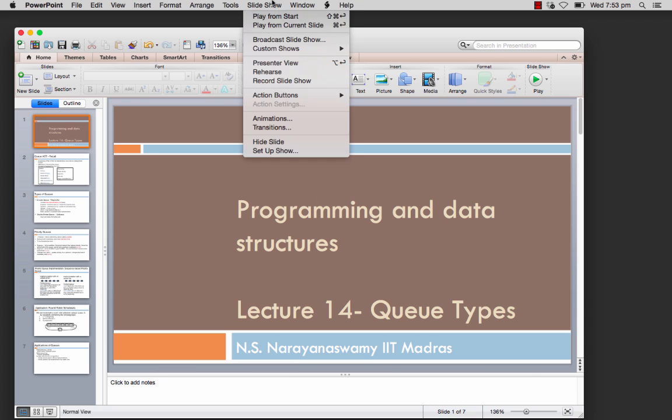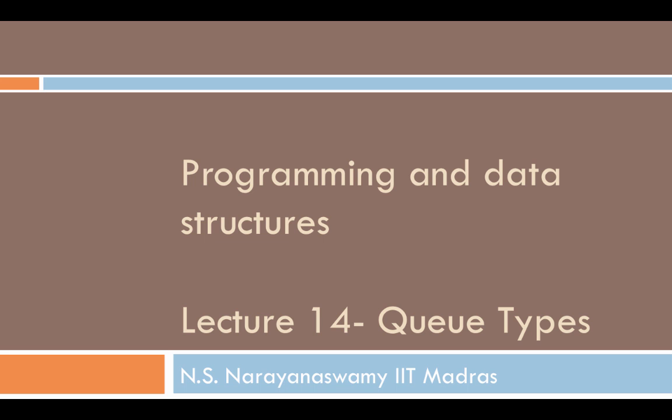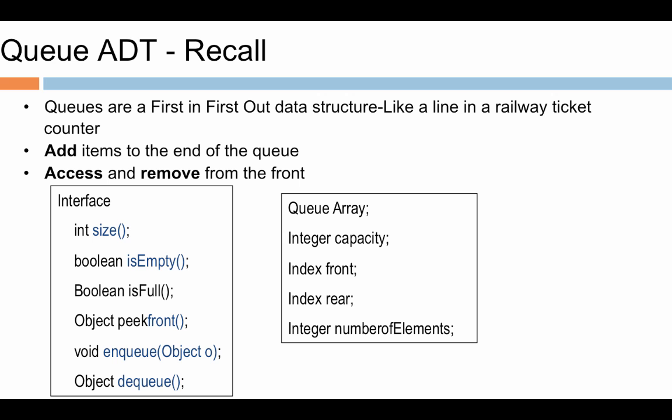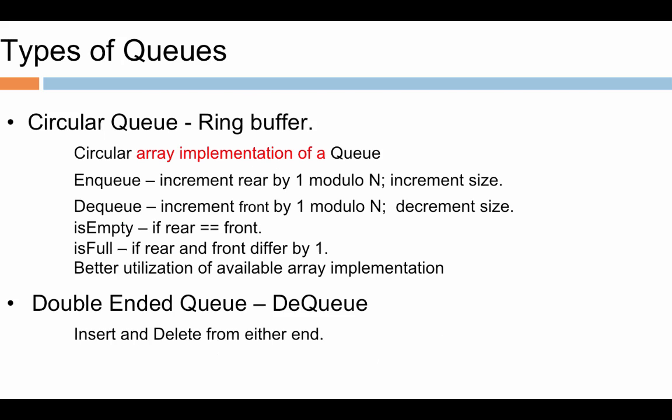Alright, so let us look at the different types of queues which are there. So this is the queue abstract data type. I do not have to go back and point out what are all the different data items which are maintained in the data type and what are all the different methods. We have seen it. There's enqueue, dequeue, there is peek front, there is isEmpty, isFull, there is size. These are all the methods. And the data items are the array that contains the queue and so on and so forth. What are the different types of queues?